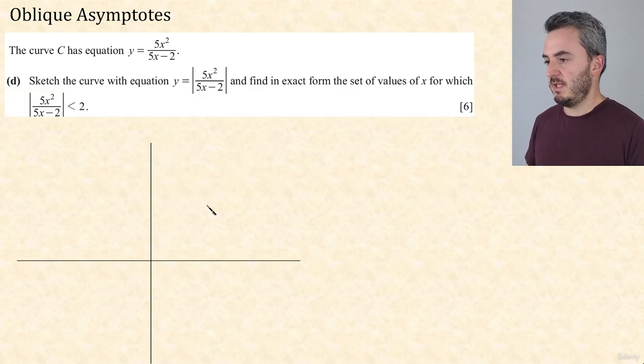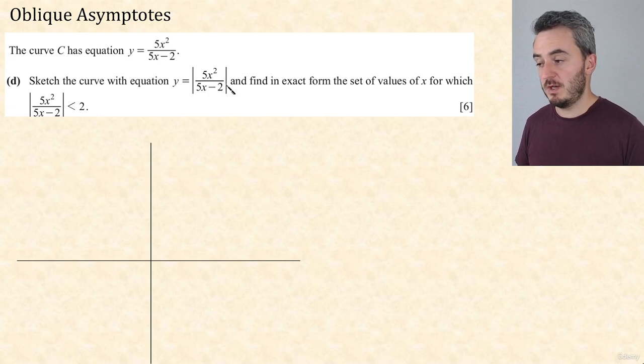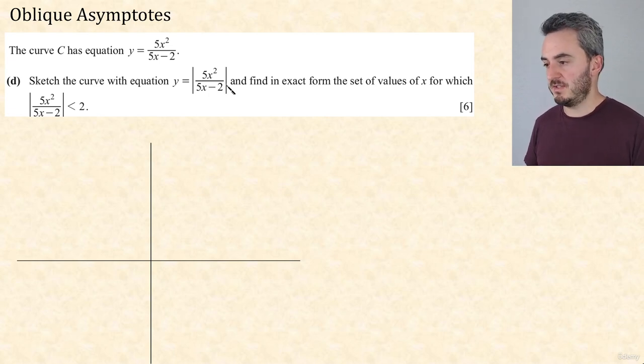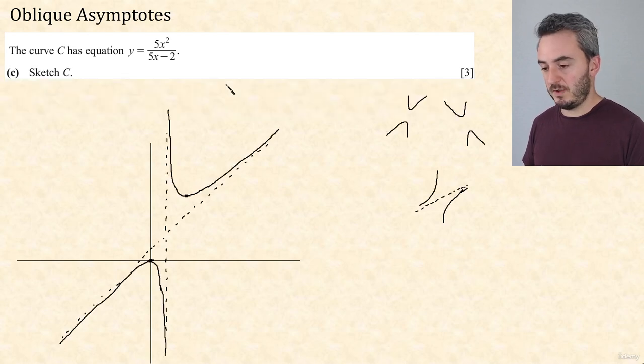Okay, part D is sketch the curve with equation mod of all of that and find an exact form set of values for which modulus that whole thing is less than 2. Well, sketching that modulus is easy because we've got our function. It's just the modulus of this. So that just involves leaving this bit alone and then just flipping the negative bit over and making it positive.